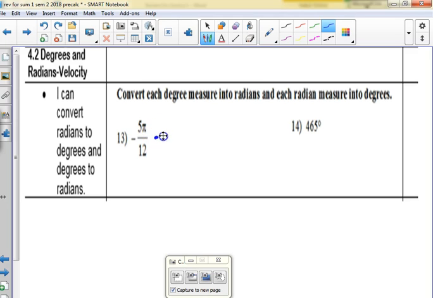Okay. If it's negative, what do we have to be careful to do? To find a coterminal one. But if we want to just change it over into degrees, we just need to remember to leave it negative, right? Because it was a negative angle to start with. You can just cancel this and then type on your calculator 5 times 180 divided by 12. I'm thinking it's negative 75. Is that right? Okay.